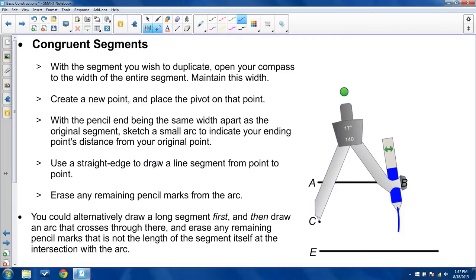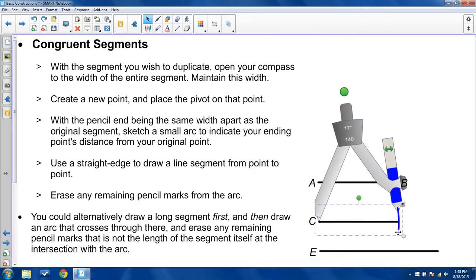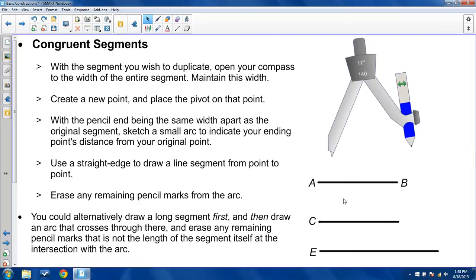And then use a straight edge to draw a line segment from point to point. So from this point to any point on your arc, it doesn't matter which one, I'll try and go as straight as possible here, I'm going to create a line segment like so. And then erase any remaining pencil marks that were derived from the arc. So for instance, if there's a little point on C or whatever else, I'll erase that as well. And I'll move the compass out of the way, and voila!